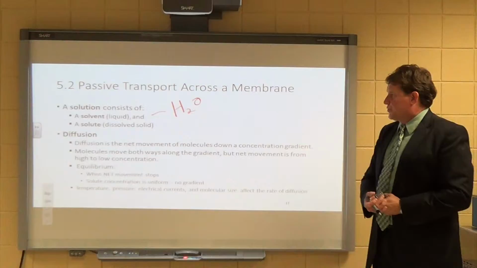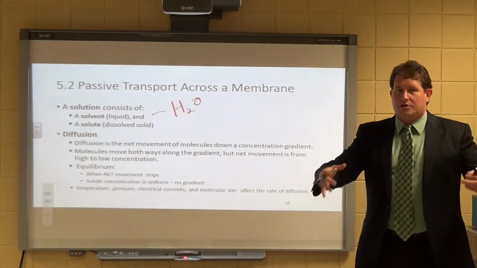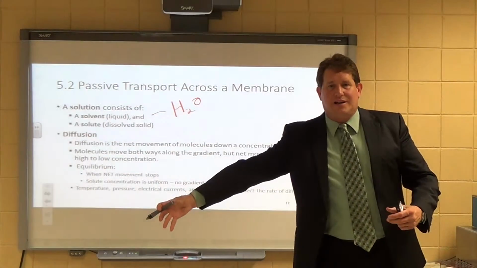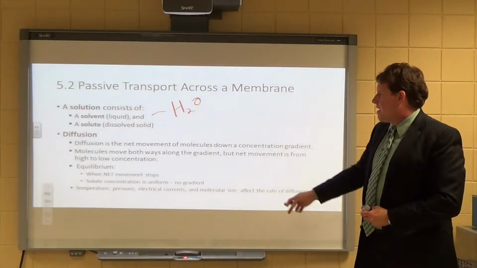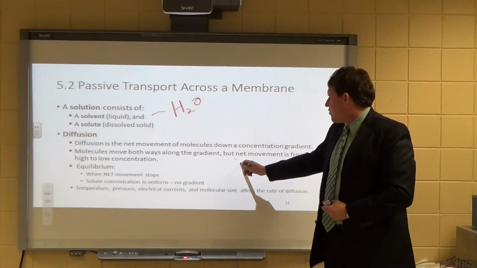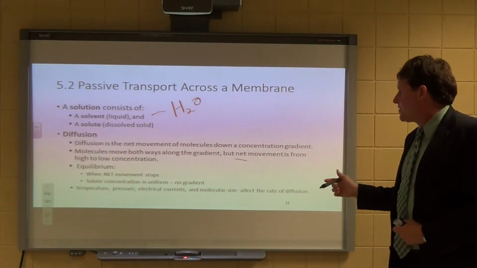Now things will diffuse. Diffusion is a net movement of molecules down the concentration gradient. So things diffuse from where they're highly concentrated to where they're not concentrated, or they might not be there at all. So they diffuse over to that space. Molecules can move both ways along the gradient, but net movement, the overall movement, is from high to low.